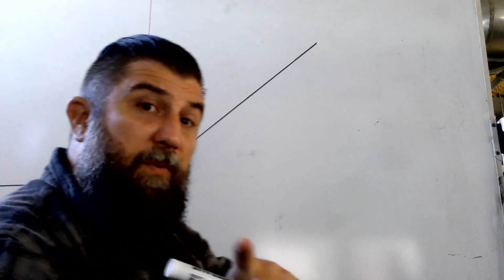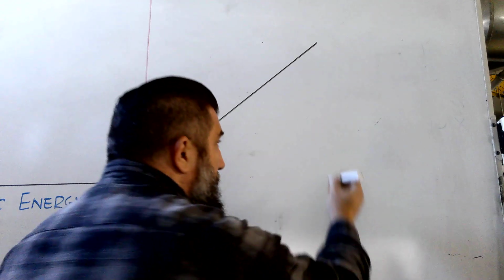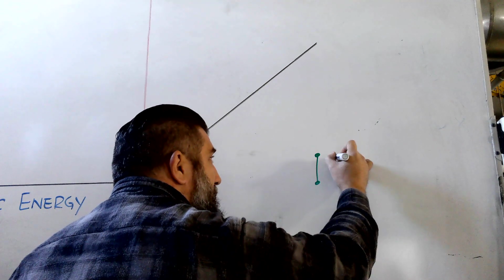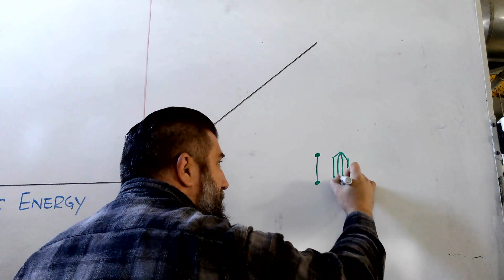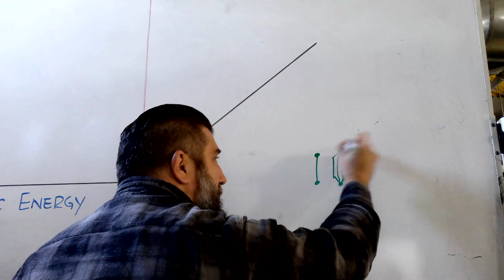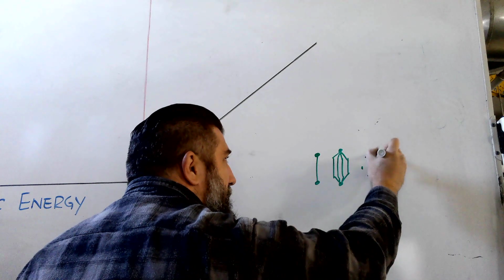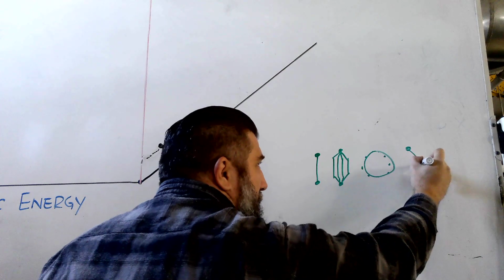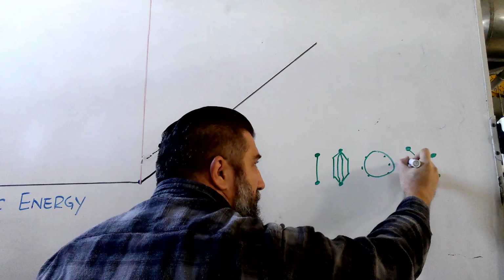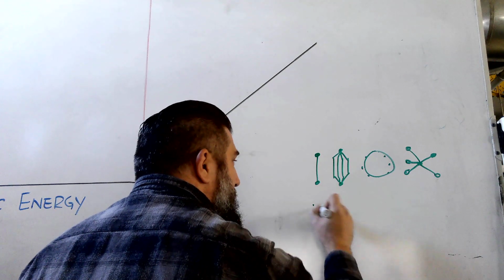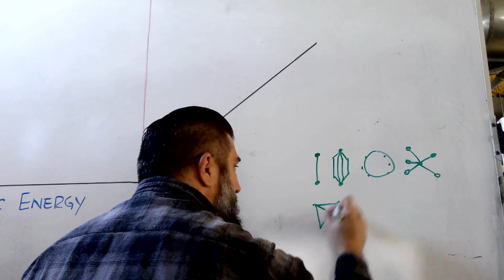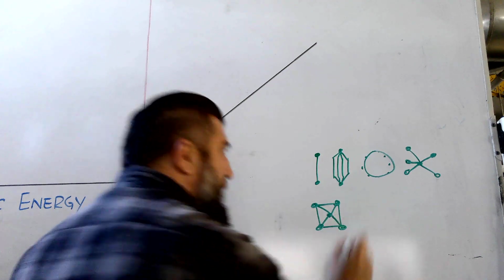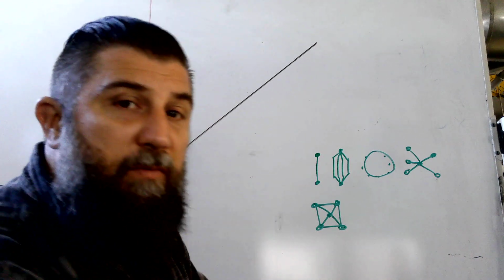All right, so let's review this. You may want to write these down or take a picture or whatever. So we have linear, we have parallel, we have our ring, hub and spoke, and our network. Okay? So these are our 5 basic level designs.